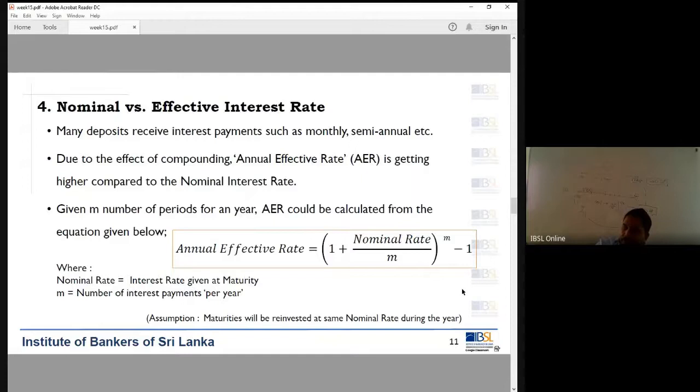The point we want to stress here is that the annual effective rate is going to be somewhat higher than the nominal rate, which is the value you will see on the face value of your investment. A good example would be, let's say, for a 3 month time period, you are going to get an interest rate of, let's say, 8.5%.